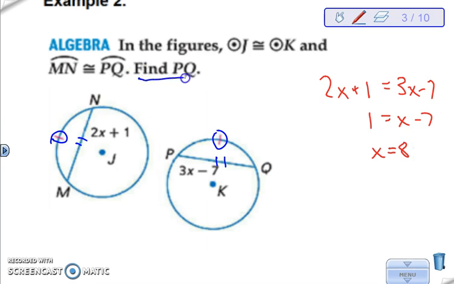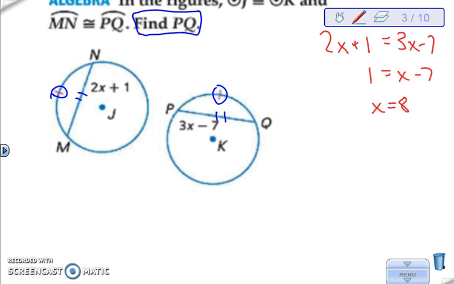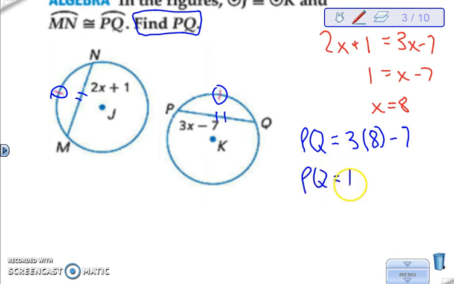The question told us to find PQ. So we just plug into our formula. And we get PQ equals 17.